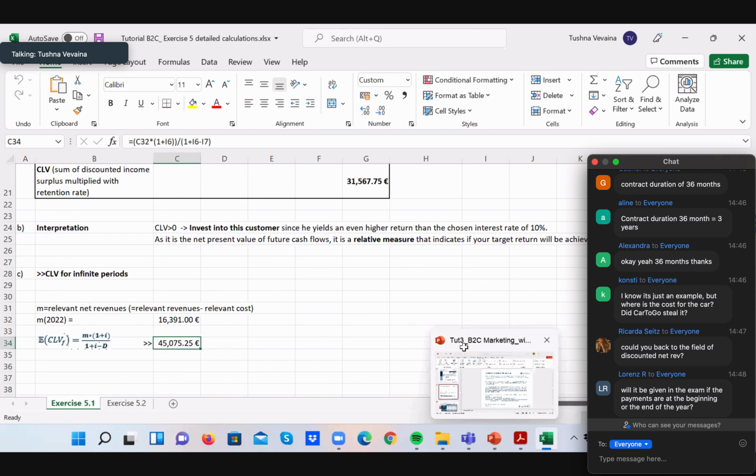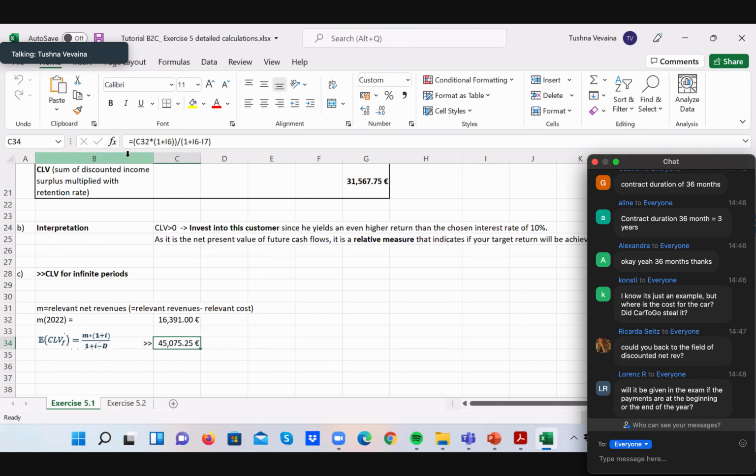Mathematically, you would keep having different costs, and in real life scenarios also you would have very different costs and different revenues. But if you want to understand maybe further on why academically we are using M as the first year, go ahead and ask on Ilyas.